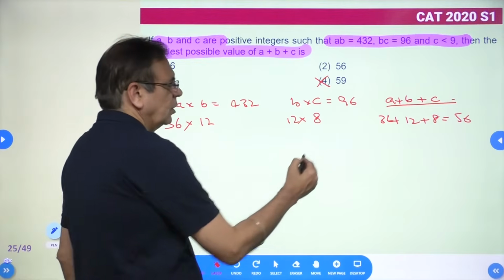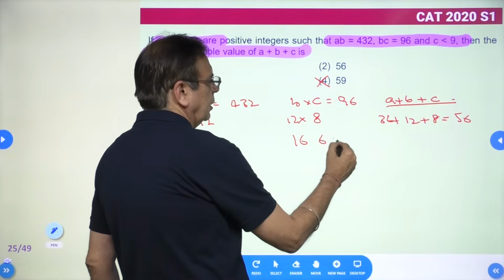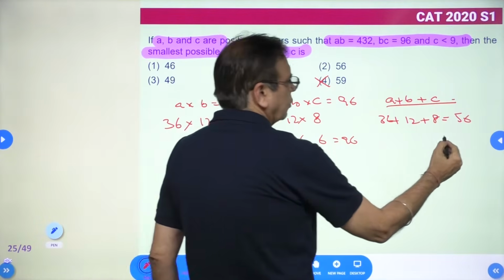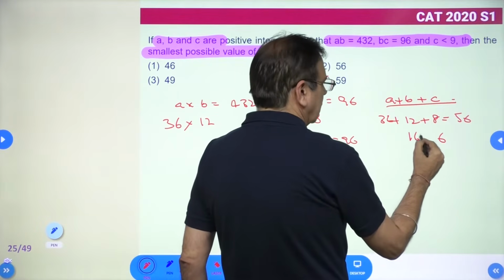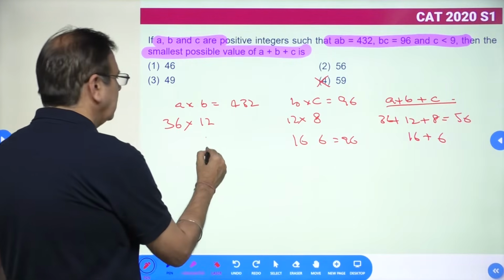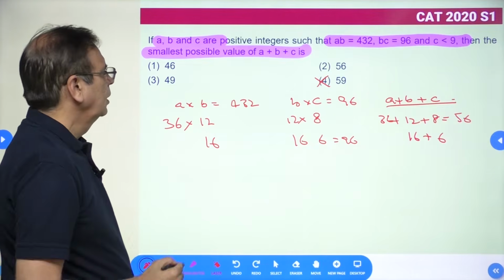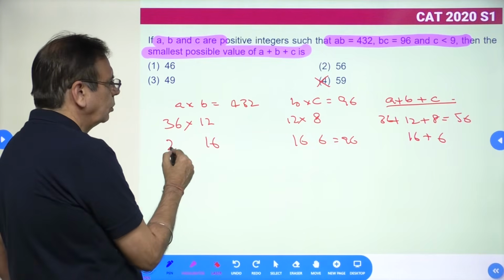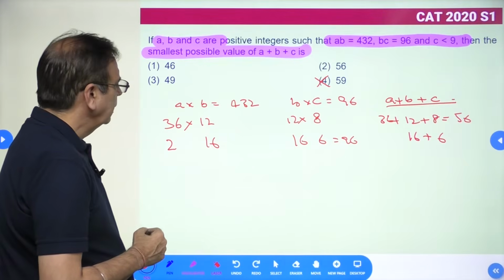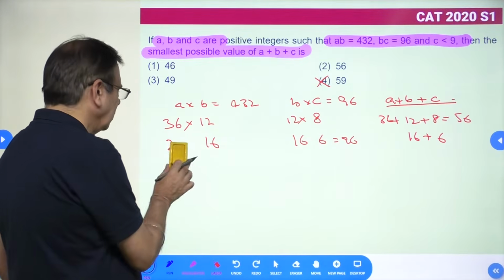Let's take the next one: 6 16s are 96. So C is 6, B is 16. So if B is 16, how much do we get? 16 into 2, 32. 16 into 2, 32. And okay, can we do one more with this?